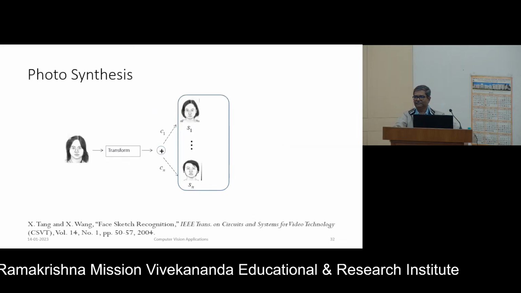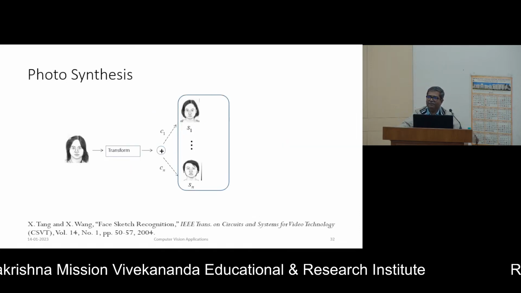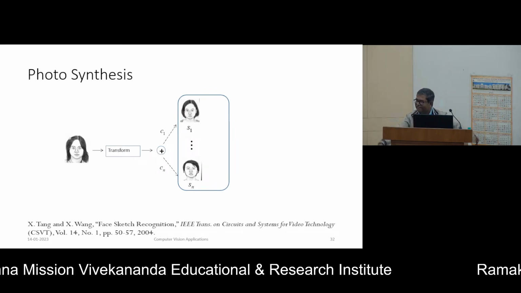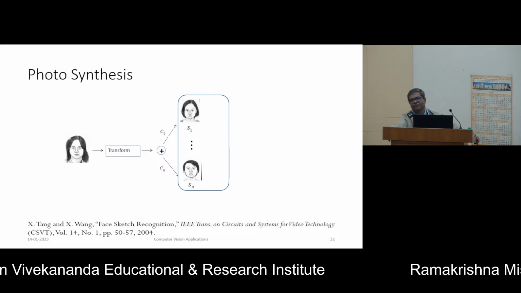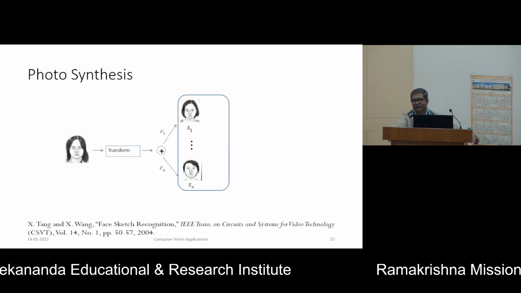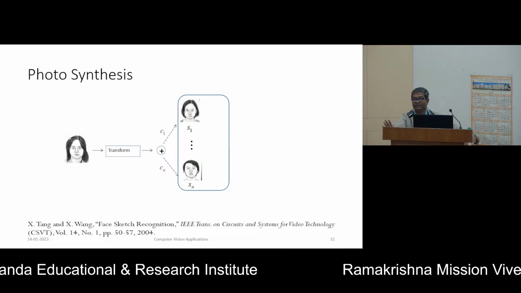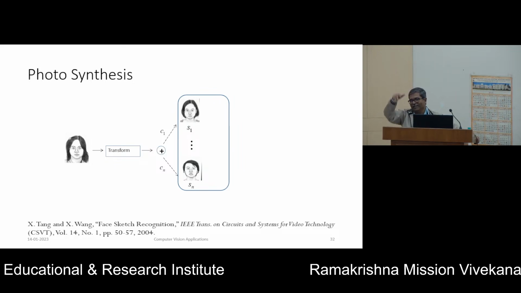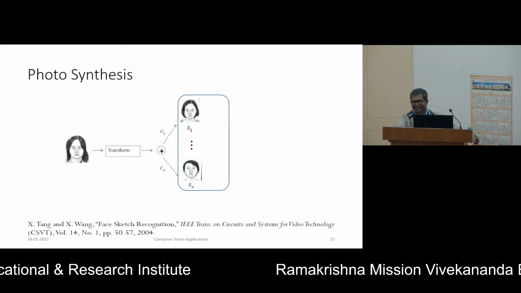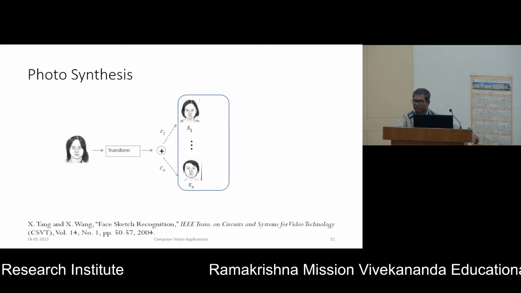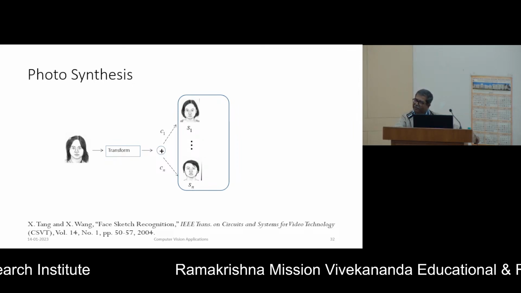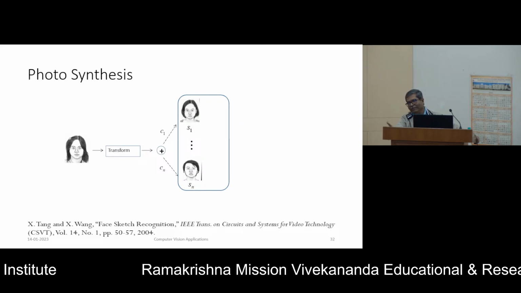Given a sketch, suppose I have a set of basis sketches. From where I got it, please don't ask me. Suppose God has given me a set of basis. So any sketch you draw, I can represent as a linear combination of these basis vectors.